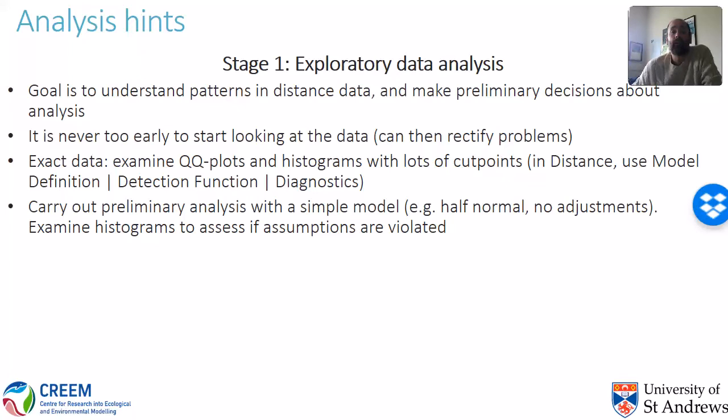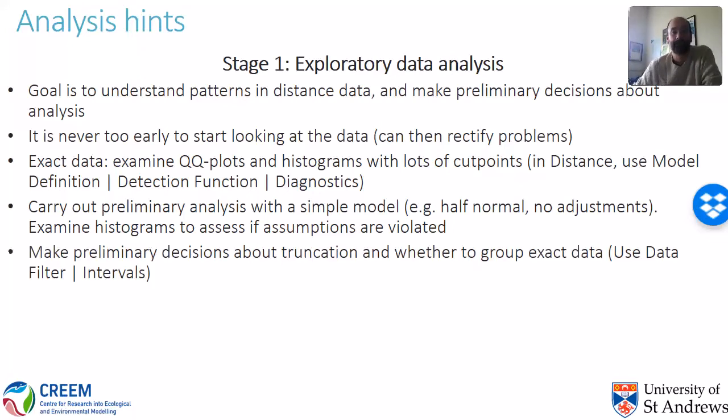You should then carry out preliminary analysis with a simple model. And if you just run the Distance defaults, this is a good way of doing it. So you'll have a half normal with no adjustments. And then you look at your histograms to assess if there's any clear evidence of assumption violation. Also, this will give you an idea to see whether the data actually runs in Distance or not. And if not, you might have to go to square one, which is introducing the data into Distance, which we're not covering in this lecture.